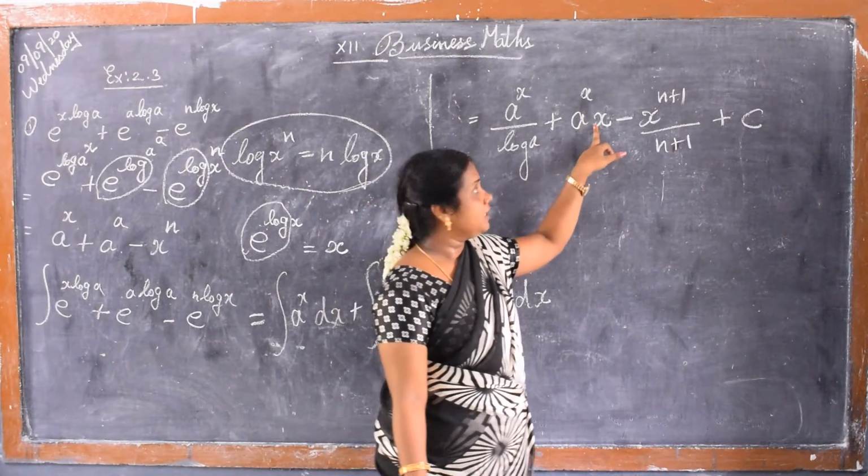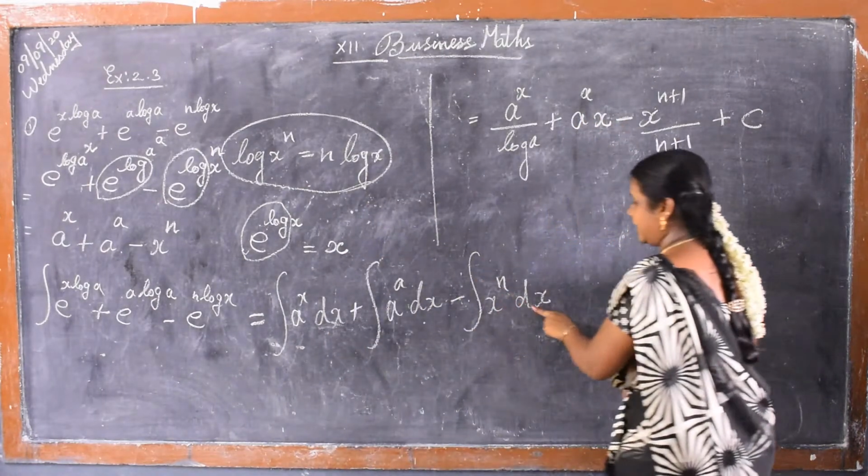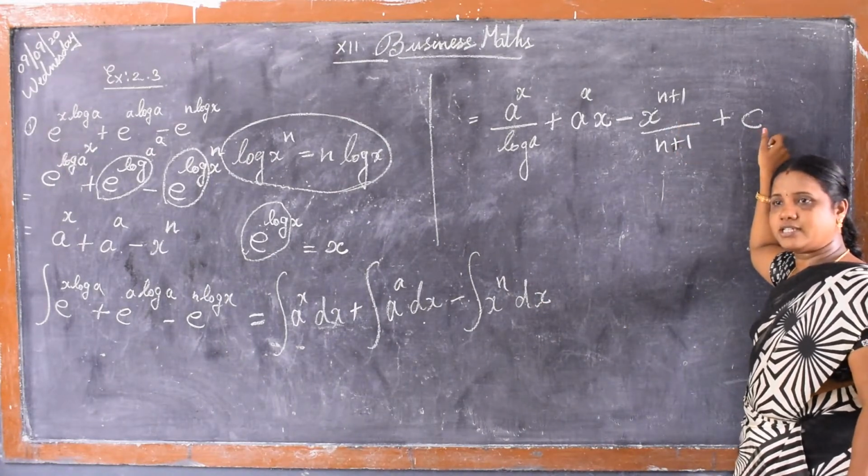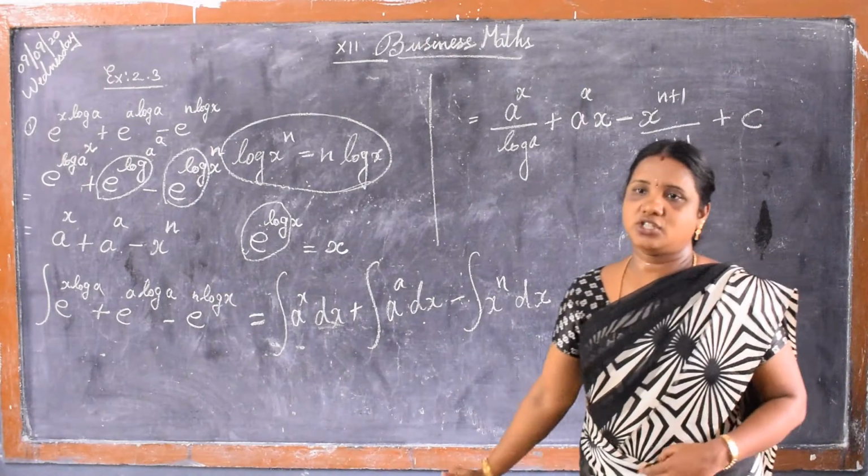You will get x minus, what is the integration of x power n dx? x power n plus 1 by n plus 1. At last you have to introduce your constant, plus c. Have you understood? Note down this problem.